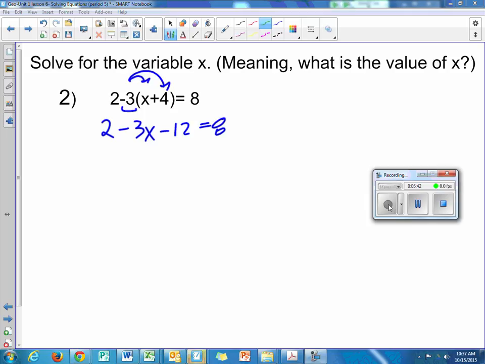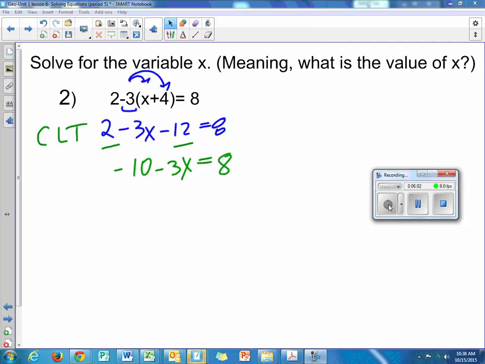From here, class, you have to combine like terms. What do you notice here? Do you guys see a number here and a number on the same side? When it's on the same side, combine them. So 2 plus a negative 12 gives us more negative, so it's negative 10. Bring down the negative 3x equals 8.